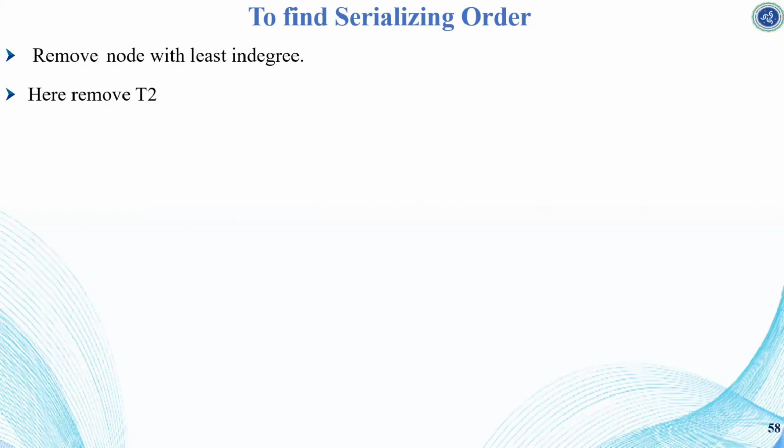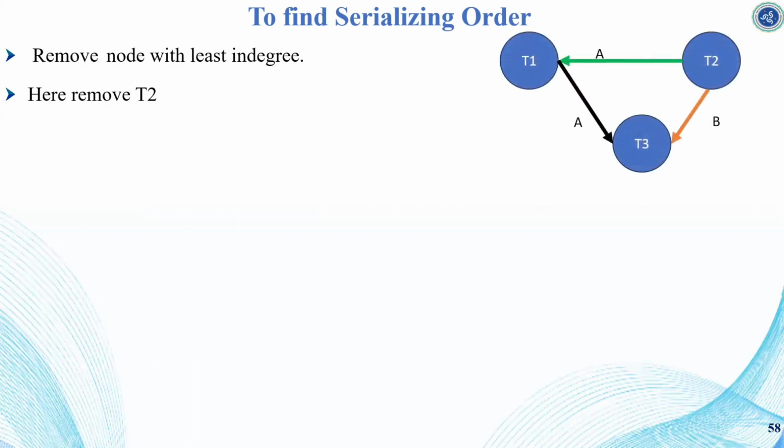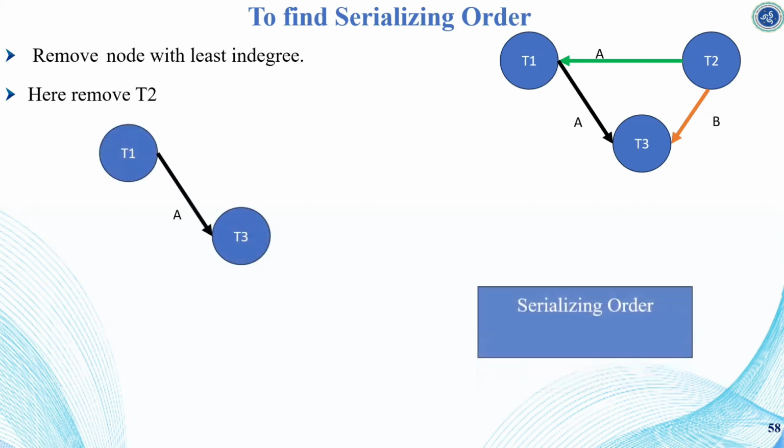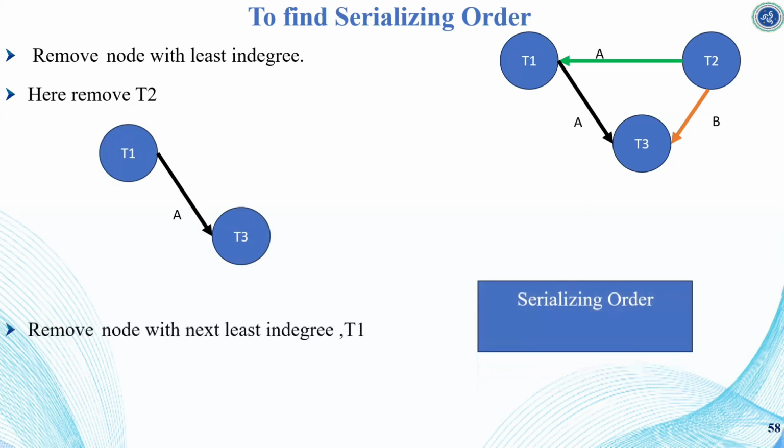So here in this case, what is the case? Remove the vertex with the least in degree, that is, with the fewest arrow marks pointing towards it. So here what am I getting? T2, right? All the arrow marks are from T2. There are no edges towards T2. The in degree is the least. So T2 is removed first. T2 will be the first node in our serialization order.